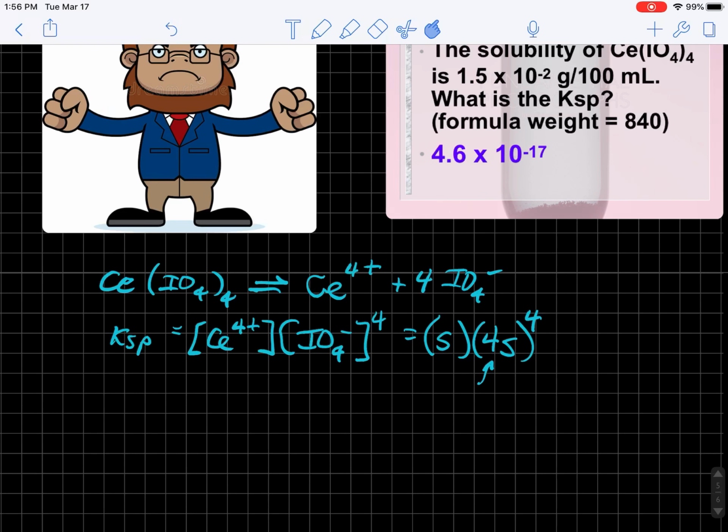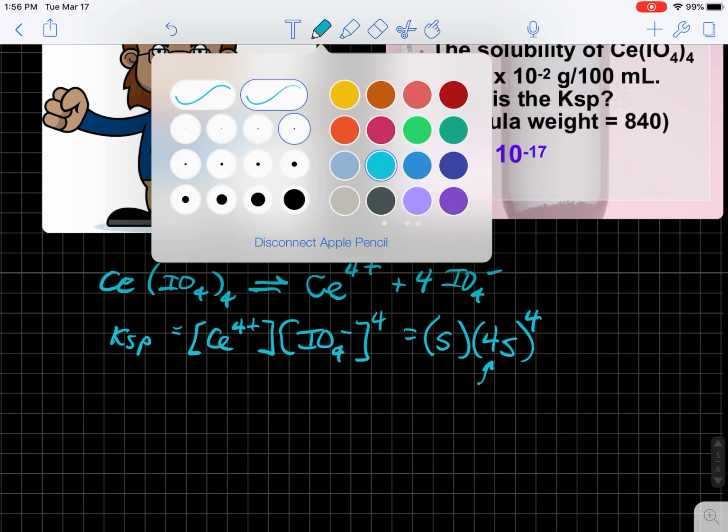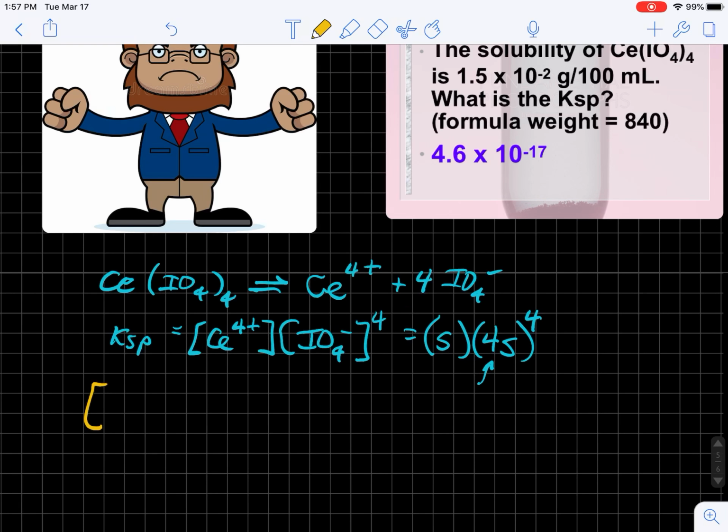Okay, so what is the solubility? Well, again, they assume that the solubility of the salt is equal to the solubility of the cation, which is equal to 1/4 of the solubility of the iodate, but I'm not going to go that route. Let's get rid of that. Let's just concentrate on the cerium that dissolves.